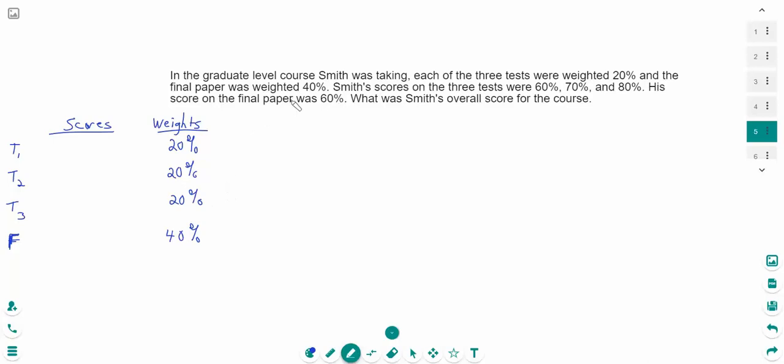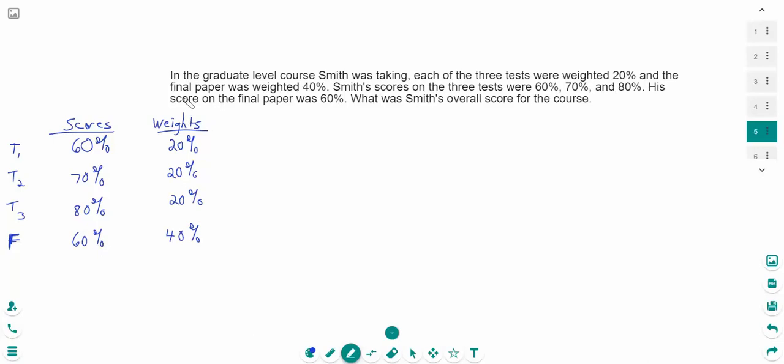Now, Smith's score on the 3 tests were 60%. So here his score was 60% for test 1. Test 2 it was 70%. And then test 3 was 80%. And then his score on the final paper was 60%.